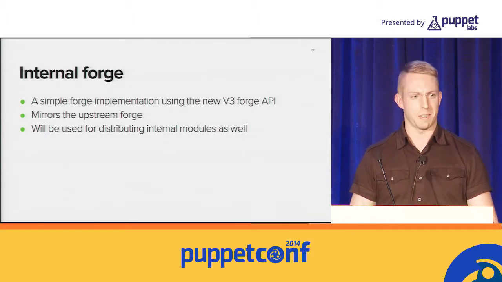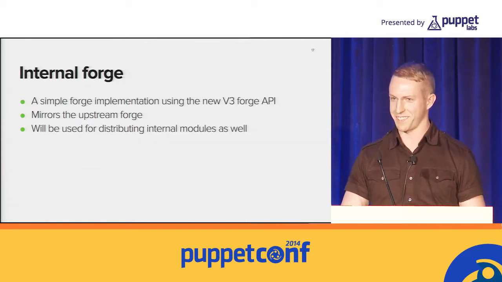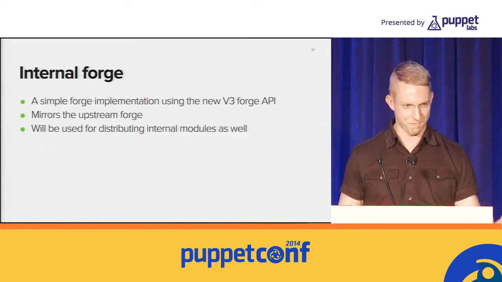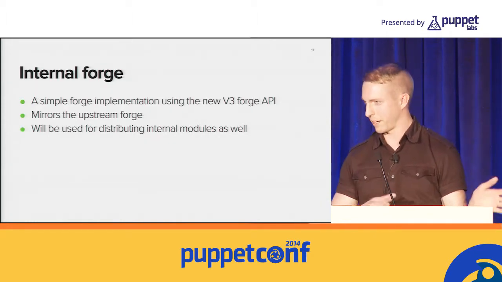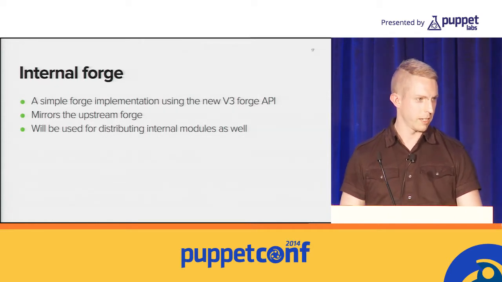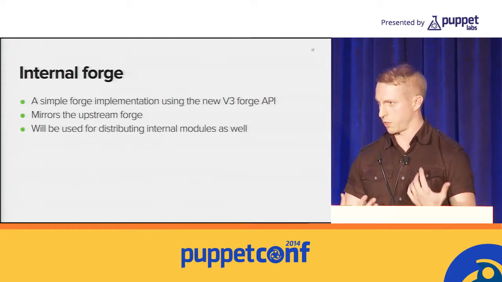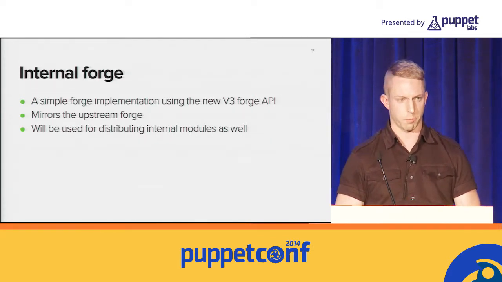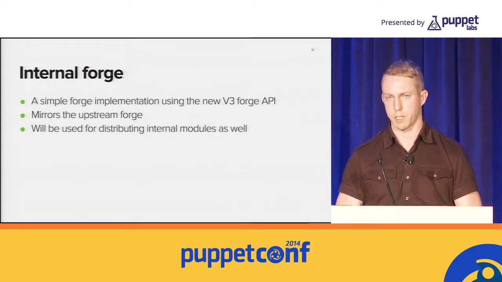So, I mean, we don't only do Puppet stuff. We have a service to run as well, so sometimes things get in the way. And yeah, we haven't gotten as far in this work as we would like to, but in the future we will use this for distributing internal modules as well, and building them in Jenkins and these sorts of things.